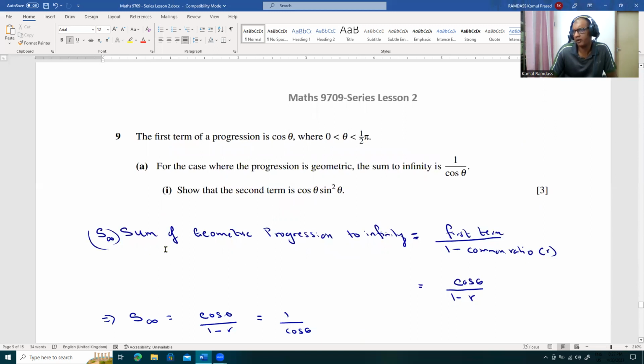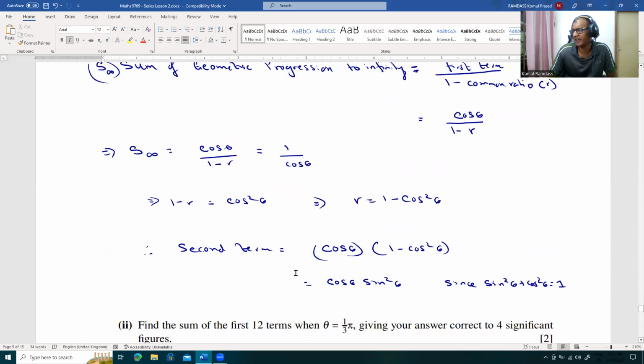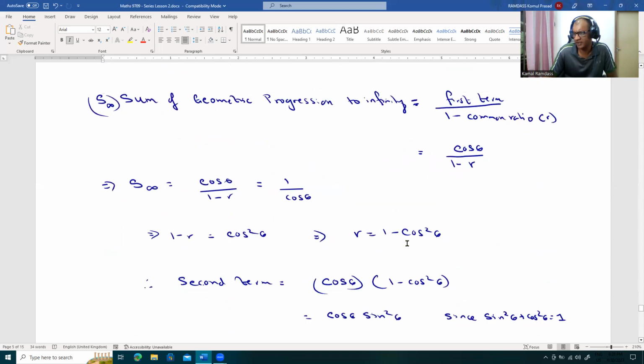Bon, sum of geometric progression to infinity, S infinity, c'est first term over 1 minus common ratio. C'est cos theta over 1 minus R, on appelle R the common ratio. Et cos theta over 1 minus R is equal to 1 over cos theta. Et là, on gagne R est égal à 1 minus cos square theta.